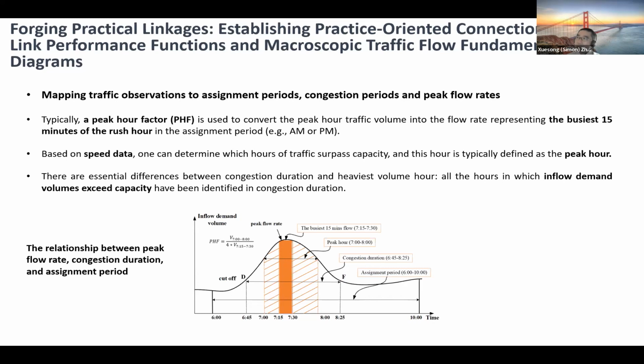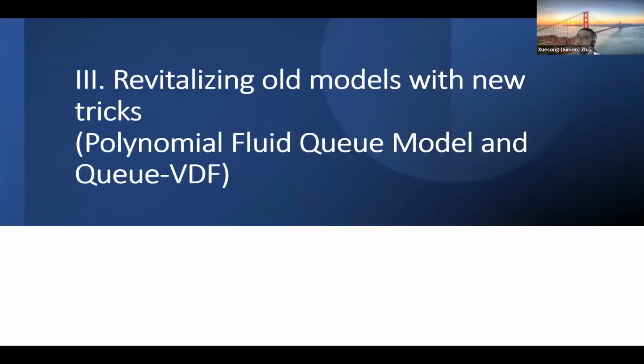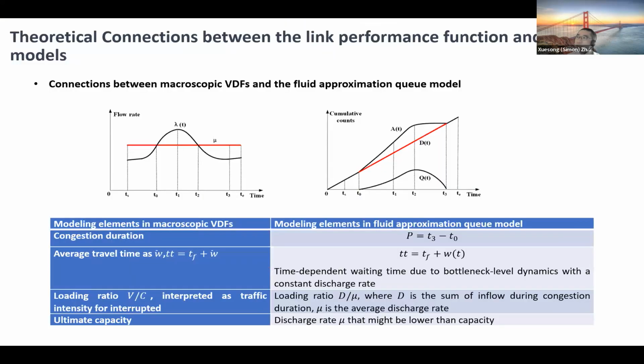So I want to go a little bit forward. In this section 3, I try to introduce you to a type of polynomial fluid queue model, and then try to help you understand in our transportation domain, we do have a lot of related approximation and thinking to define this congestion duration, to define the V over C ratio much more precisely. So let me start with this definition.